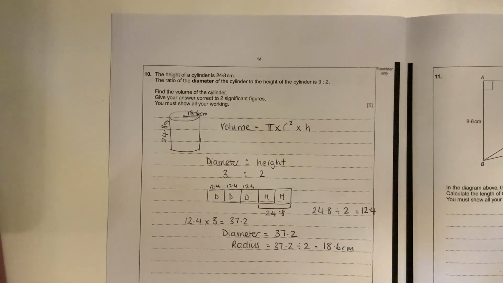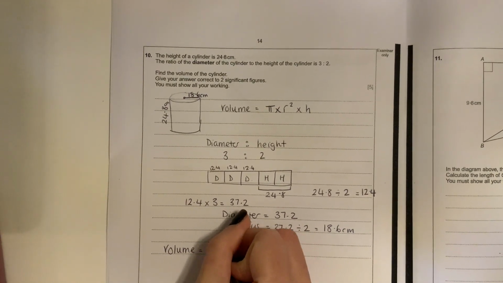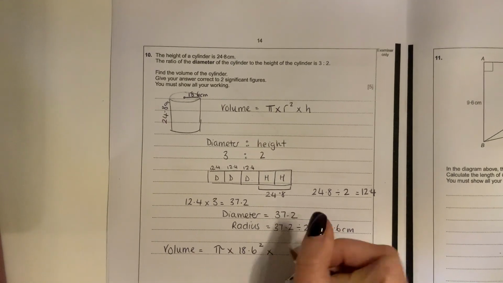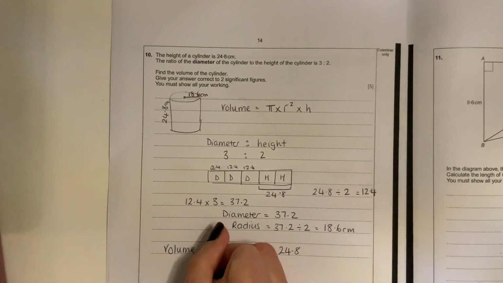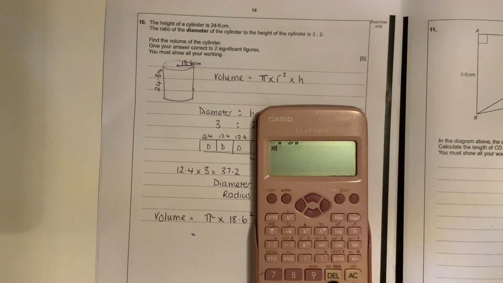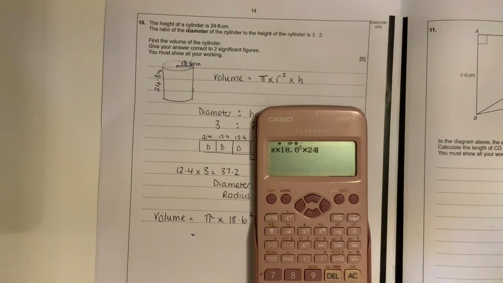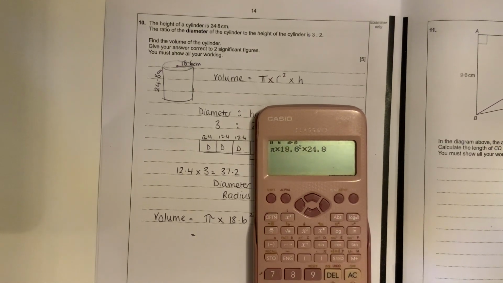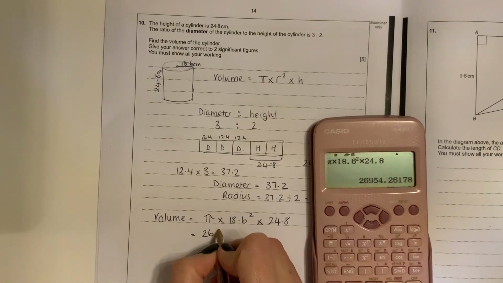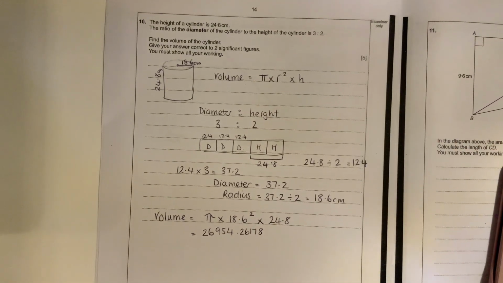Okay, right, so now we're going to work out the volume. So the volume equals pi times 18.6 squared times the height, which is 24.8. So what I would do is put that in my calculator. So pi times 18.6 squared times 24.8, shift equals, gives me the answer 26,954.26178.